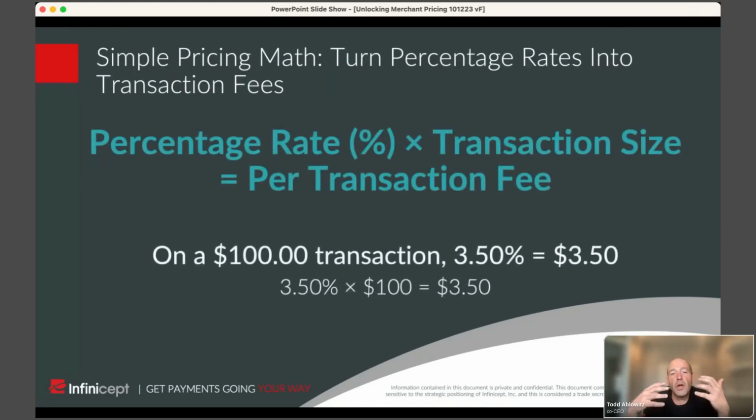Now, how do you put this into practice? A lot of times, in the prior example, we had 2.9% plus 30 cents. How do you compare those if one pricing is just a flat percentage and another one is a percentage plus a dollar amount? Or you have 2.9% and 30 cents compared to 3.5% and 10 cents. The way you do that is you can move back and forth between rate and fee based on the average ticket. So on a $100 transaction, 3.5% is $3.50. Simply 3.5% times $100 is $3.50.